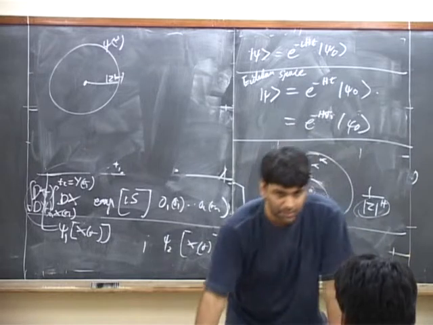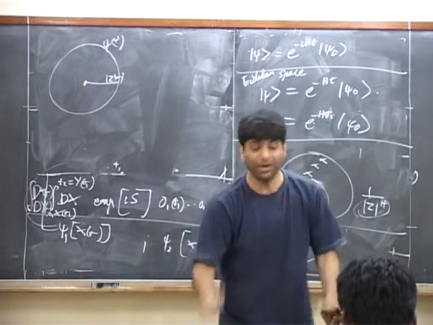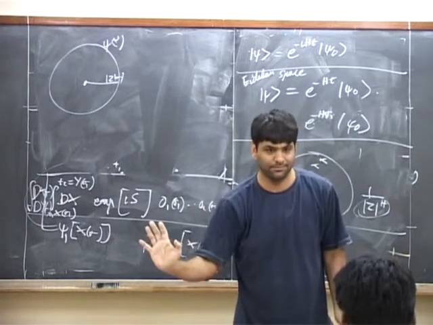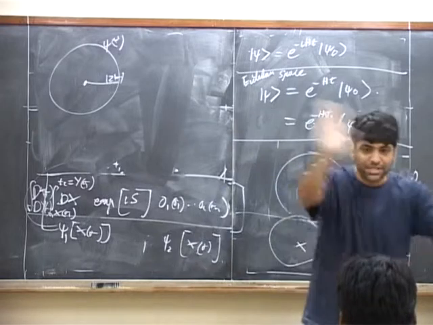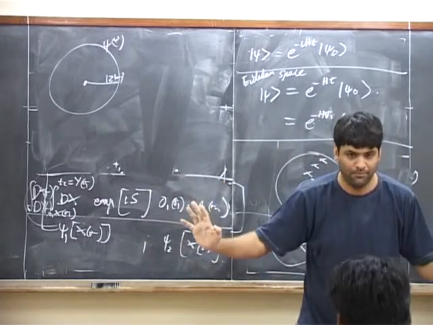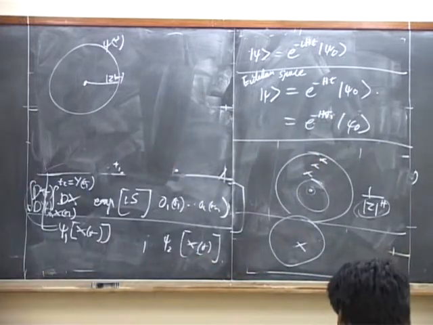But they won't be local in the sigma 1, sigma 2. No, they're local always, because what is an operator? It's a local weighting of the path integral. So no matter which variables you're looking at, local is local.